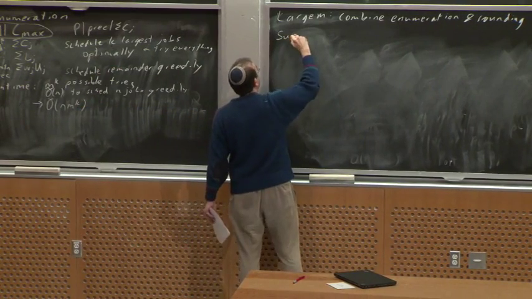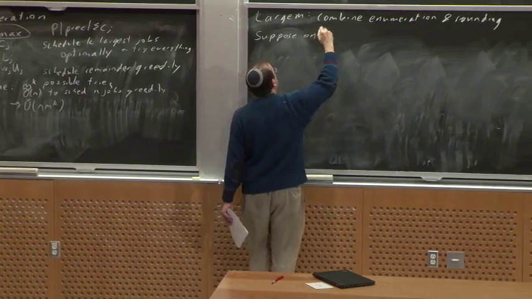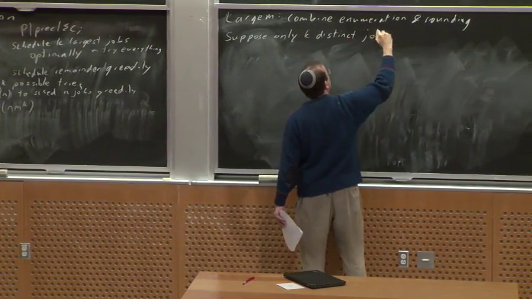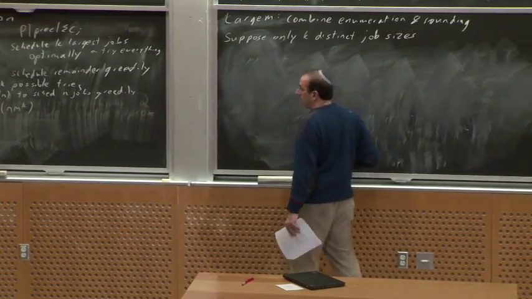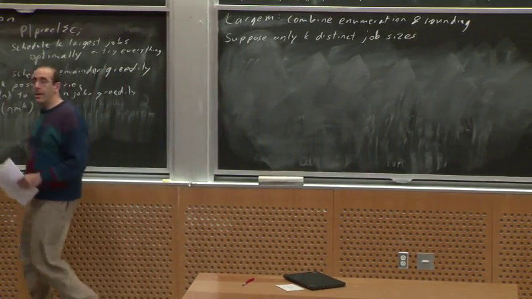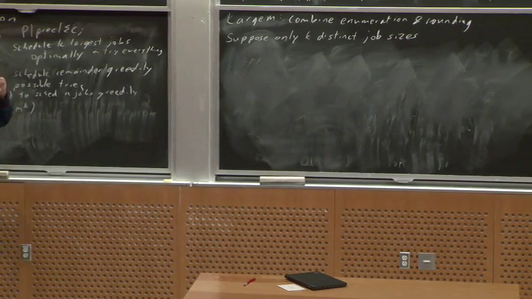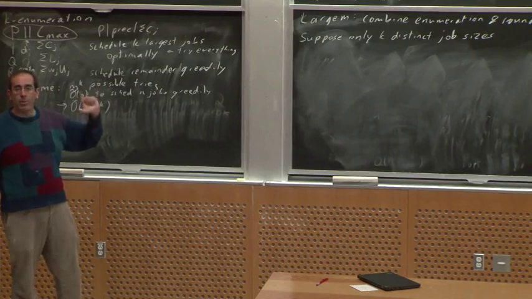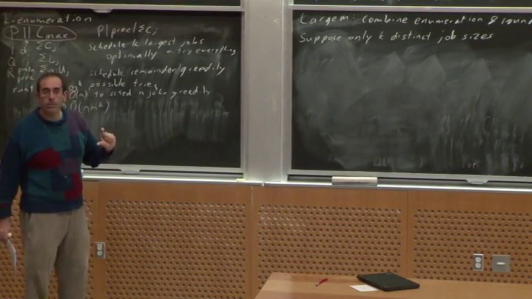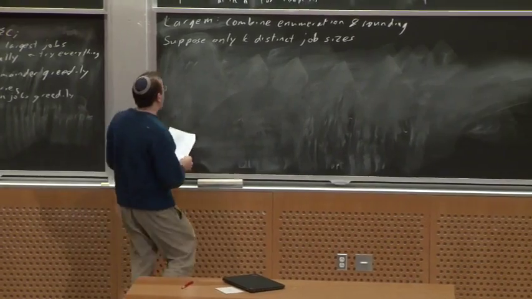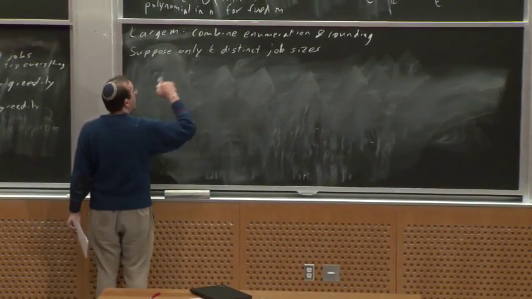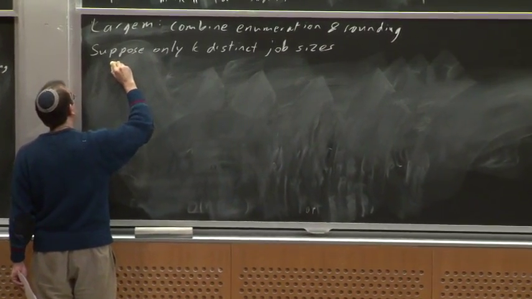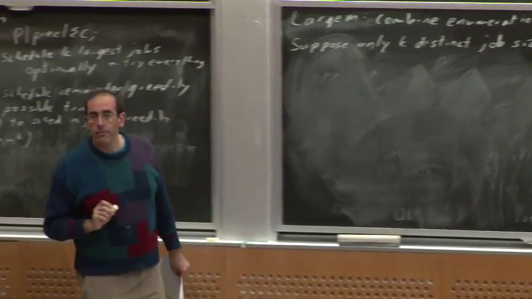So let's suppose that there are only k distinct job sizes. Okay, so this is analogous to assuming that we have small integers in Knapsack. It's going to let us do a dynamic program that doesn't get too big. In particular, since there are only k distinct job sizes, describing the solution becomes easy.